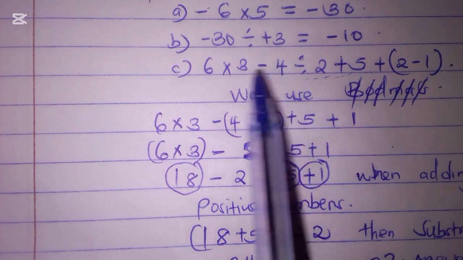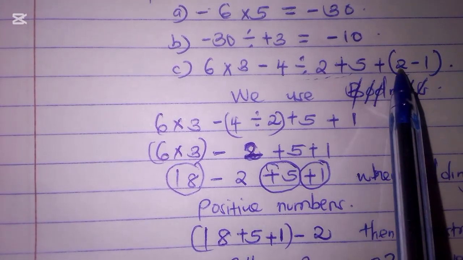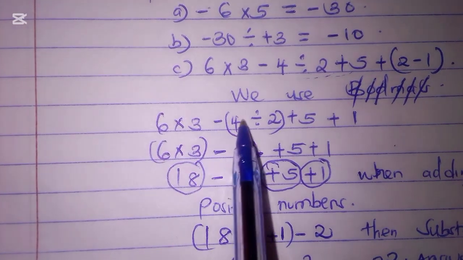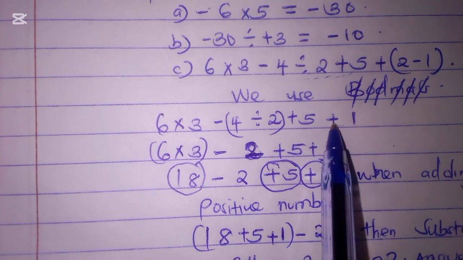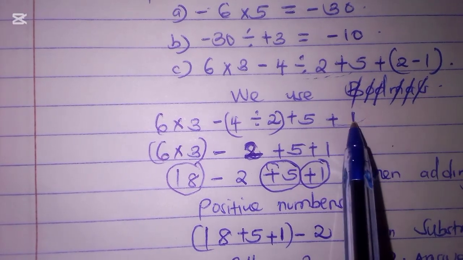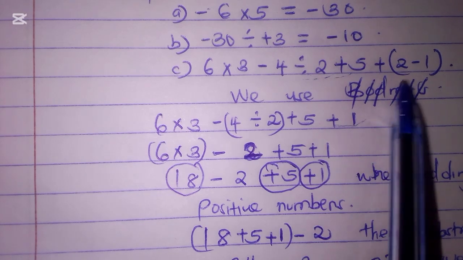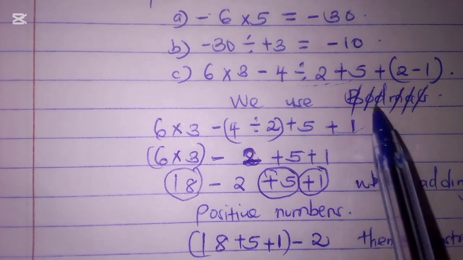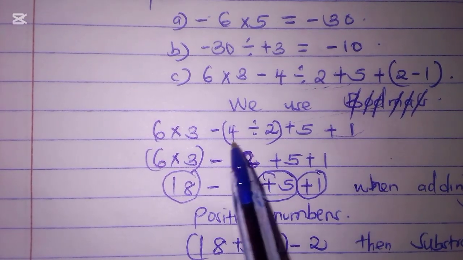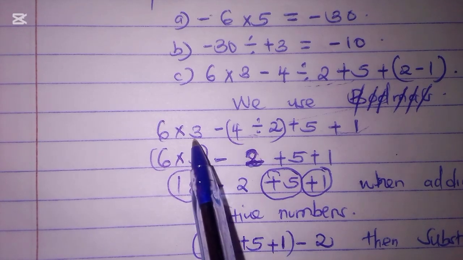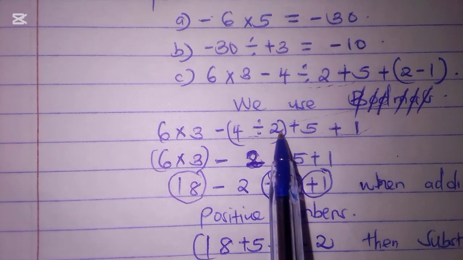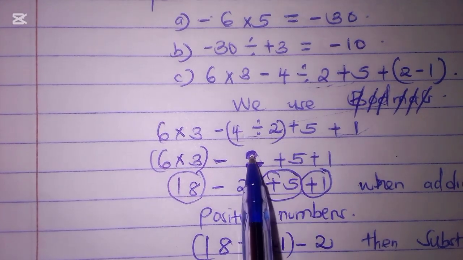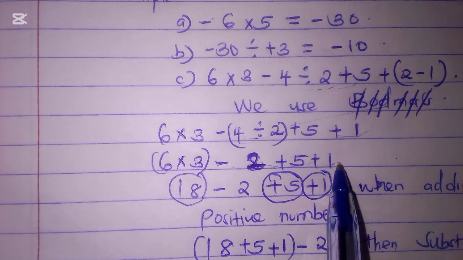So for this case, where do we see the bracket? We see the bracket here, 2 minus 1. So that is the first operation we're supposed to do. We will rewrite the whole thing the way it is, and then we subtract 2 minus 1 for us to get 1. And then after bracket, what else? Of? We don't have of in our equation. Then division, yes, we have division. I've come and identified division, it's here. So we write everything the way it is, we do the division here. So we'll have 6 multiplied by 3 minus 4 divided by 2 gives you a 2, plus 5 plus 1.